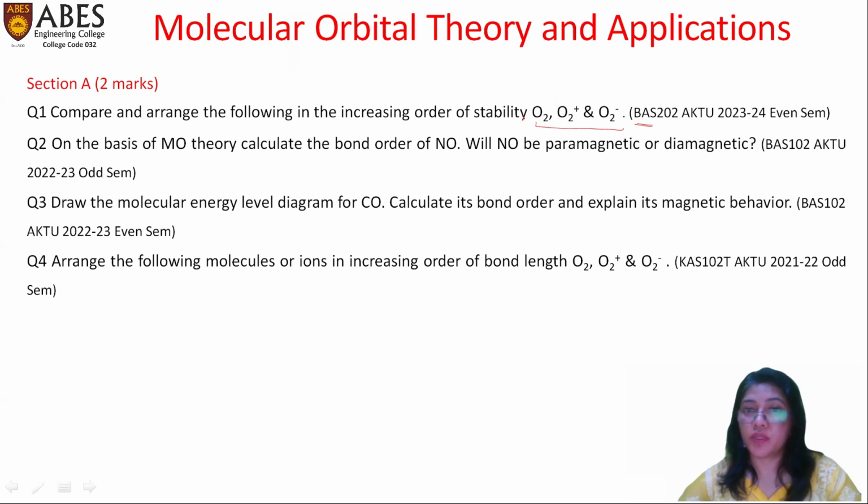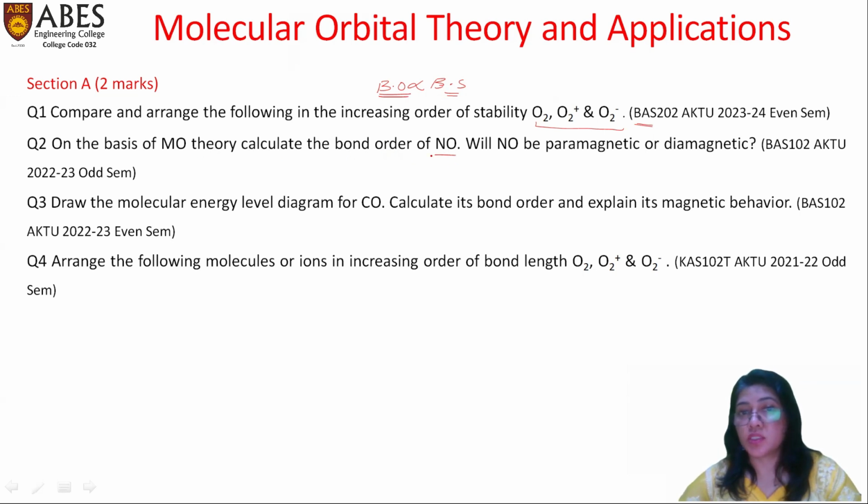Here we can see how we will be writing the configuration of the O2 molecule, O2 plus, or O2 minus. And then we'll be arranging these molecules according to the increasing order of stability. This can be calculated by first calculating the bond order of these molecules. Since we are aware that bond order is directly proportional to bond stability, the order which is given to these molecules for their bond order will be similar for bond stability as well.